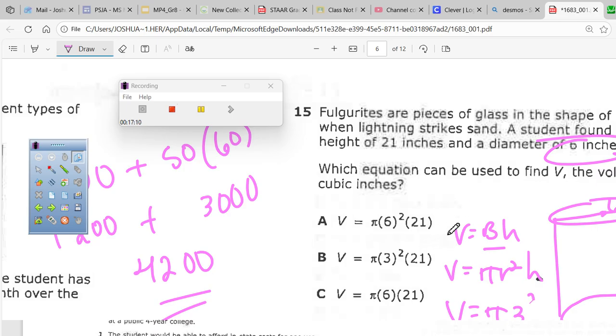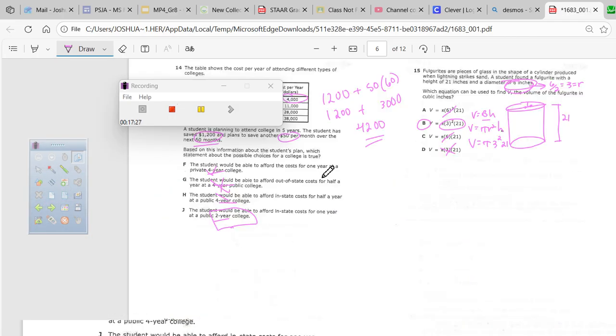So 2 squared, 3 squared, times 21. So anything with a 6 is wrong already. Out, out. So now we have these two. The squared comes into clutch here, and this one's out. Because it has the squared, that's my right answer. Okay, moving on.